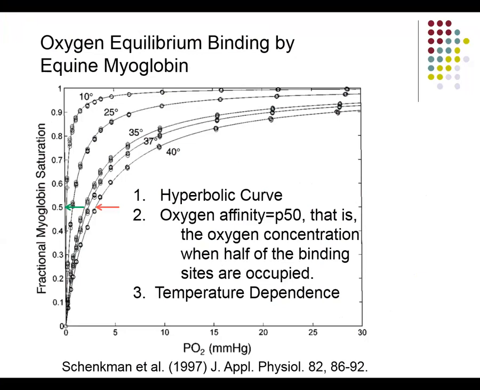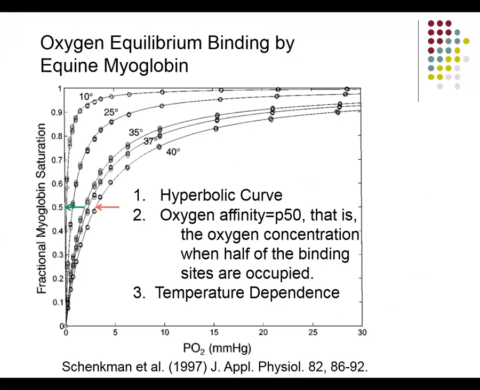We see that the red curve pointed by the red arrow is oxygen binding at 40 degrees centigrade. We can see that it is right shifted relative to the curve pointed by the green arrow, which is the oxygen binding at 10 degrees centigrade. So immediately we can tell that the P50 is dependent upon the temperature and increases as the temperature increases.